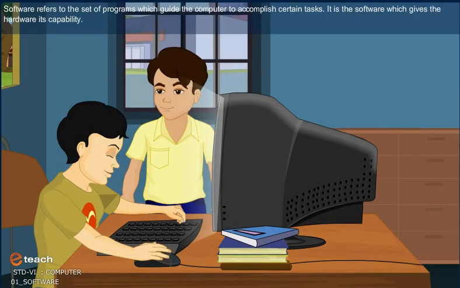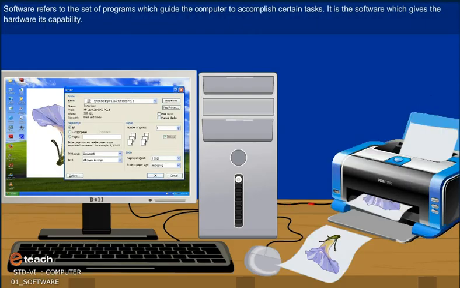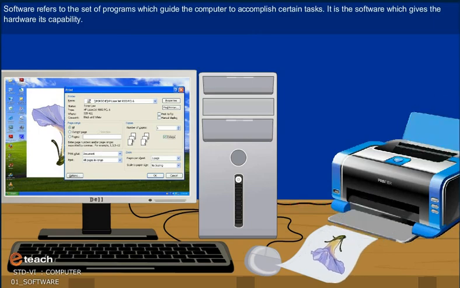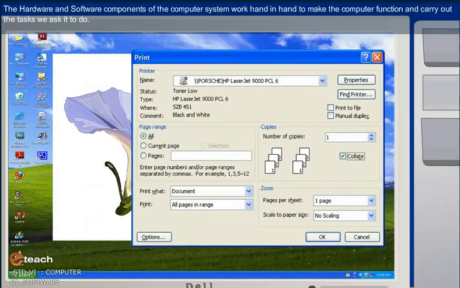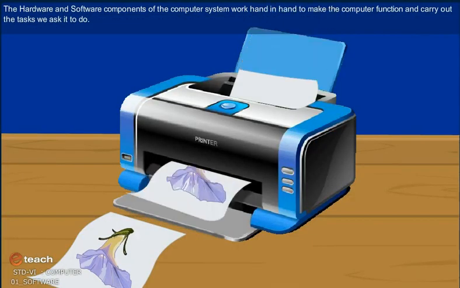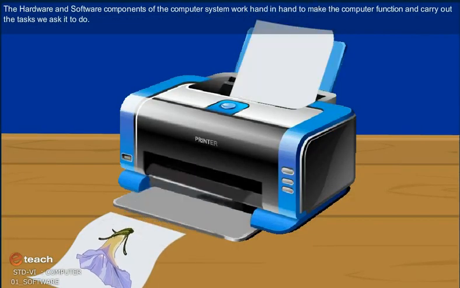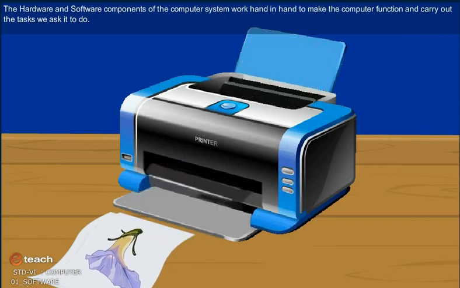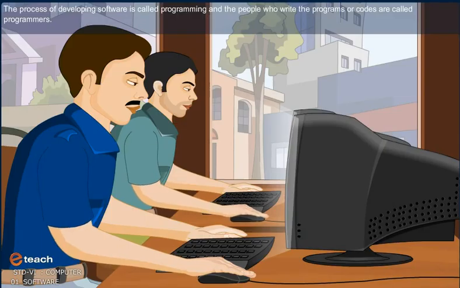Software refers to the set of programs which guide the computer to accomplish certain tasks. It is the software which gives the hardware its capability. The hardware and software components of the computer system work hand in hand to make the computer function and carry out the task we ask it to do. The process of developing software is called programming, and the people who write the programs or codes are called programmers.